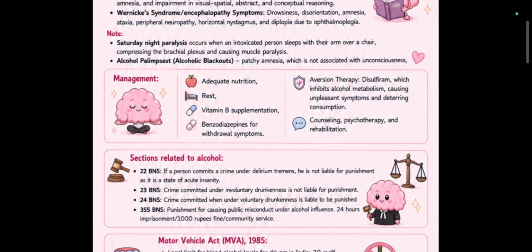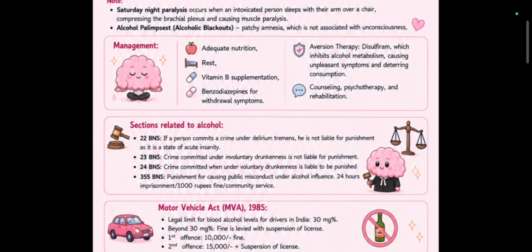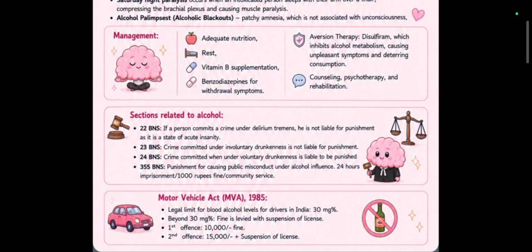Fine. 23 BNS says, a crime committed under involuntary drunkenness is not liable for punishment. Here you should remember the line we learned earlier, that voluntary drunkenness is not a defense in a court of law. Let's see 24 BNS. A crime committed under voluntary drunkenness is liable to be punished. 355 BNS, punishment for causing public misconduct under alcohol influence: 24 hours of jail imprisonment, a 1,000 rupees fine, and community service. So what are the sections? 23, 24, 22, 355.